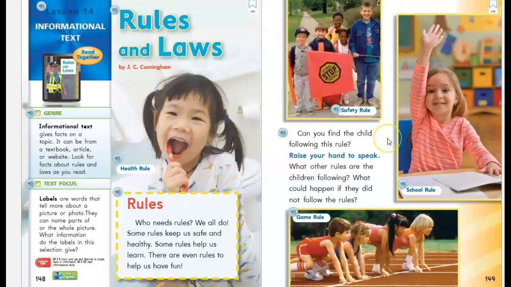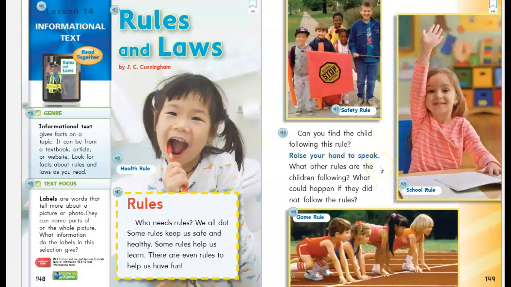On our next page, we see a lot of different rules. Our labels say safety rule, school rule, and game rule. Can you find the child following this rule? Raise your hand to speak. Which person is following the rule? Raise your hand to speak. That would be this girl here, following the school rule.